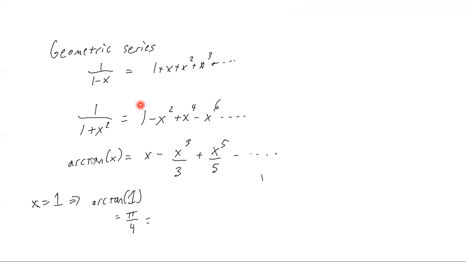So the left side of this equation would be pi over 4, and the right side would give us 1 minus the 3rd plus the 5th minus the 7th, and so on and so forth. So this gives us another cool identity for pi. Pi is equal to, well, 4 minus 4/3 plus 4/5 minus 4/7, and so on. Now, this isn't really the most effective way to calculate pi, but I thought it's a fun little trick, so I thought I'd share.